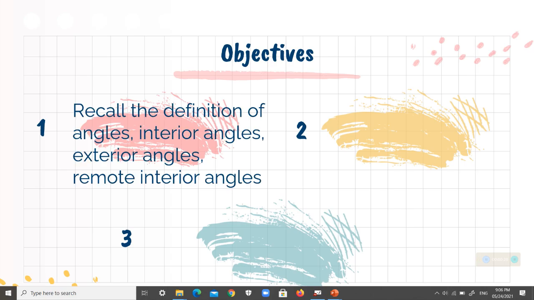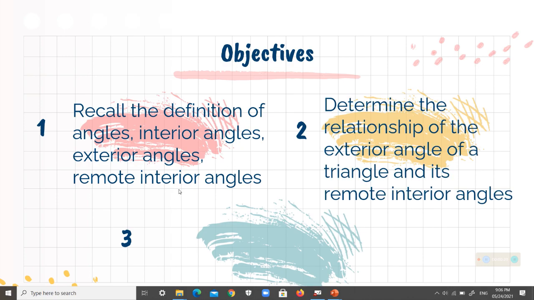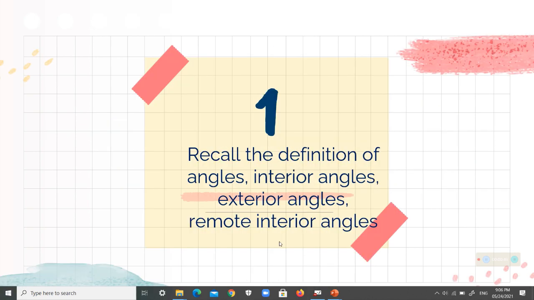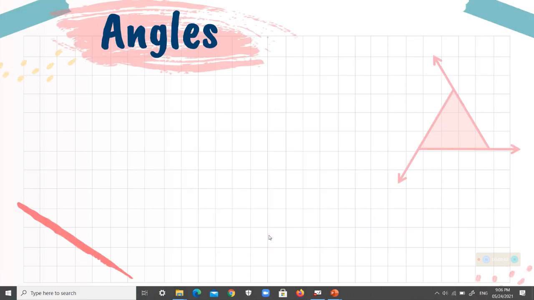Number one, recall the definition of angles, interior angles, exterior angles, and remote interior angles. Number two, determine the relationship of the exterior angle of a triangle and its remote interior angles. Number three, solve for the unknown variable by using the exterior angle theorem. For number one, let's proceed with this slide. So let's have the definition of the different terms.